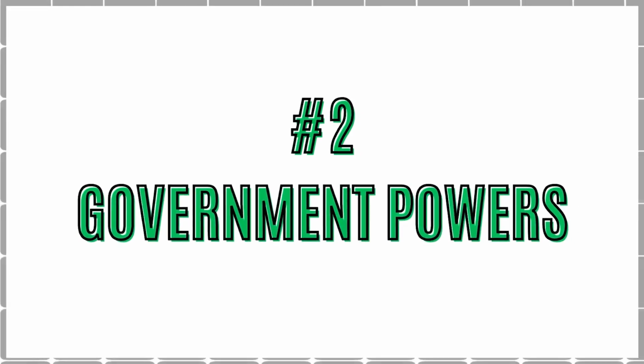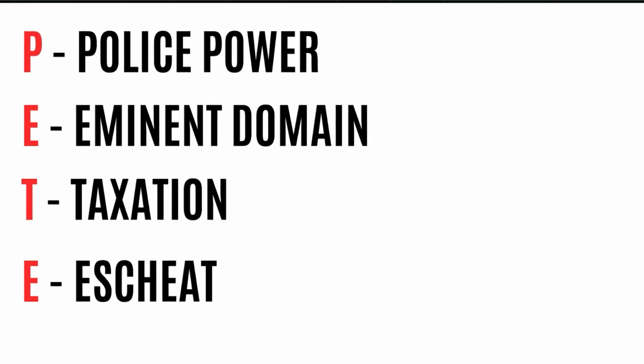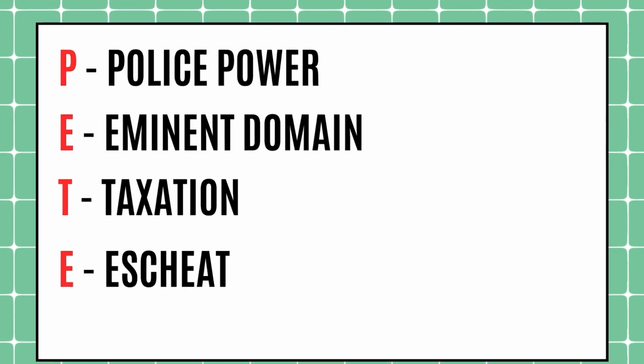Number 2, government powers. Government powers summarize the authority that the government has to enact laws for the welfare of the general public. We use the acronym PEAT to remember the 4 types of governmental powers.